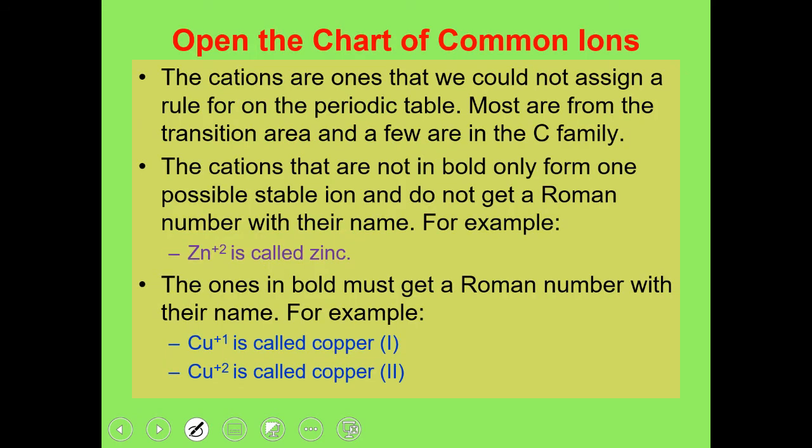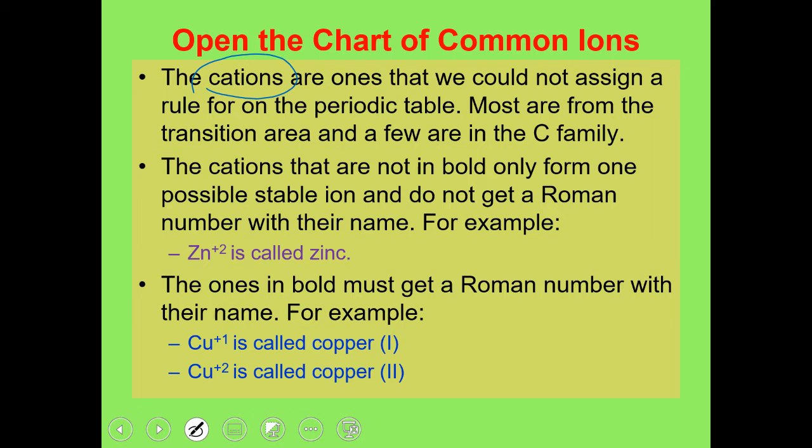Okay. Now, what about those ion charts that I sent to you? Well, you remember there's that whole area in the middle of the table, the D and the F block, where they're not part of the main block, and we didn't assign charges. And then there was also tin and lead. We didn't assign a charge to those. These are the cations that we couldn't really assign a rule to, okay?